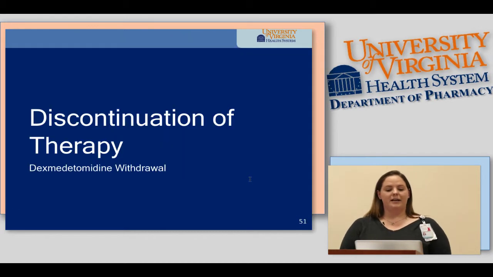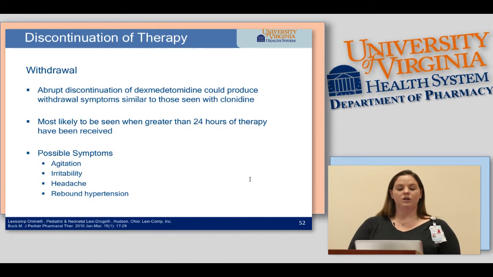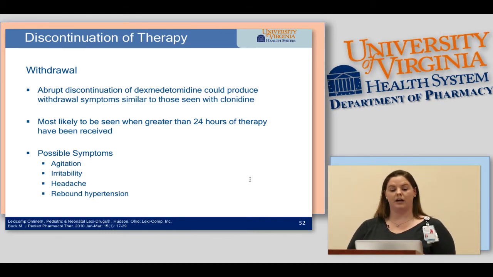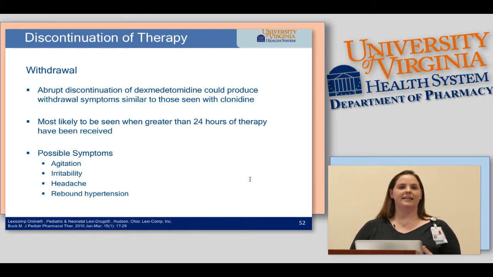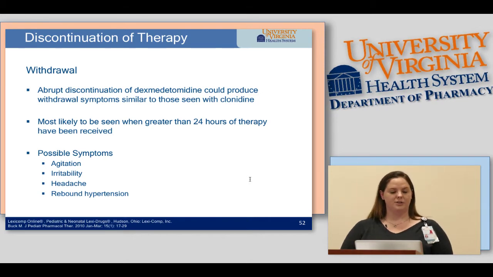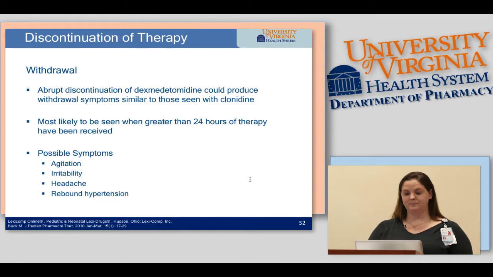So next, I'll be talking about discontinuation of therapy, so dexmedetomidine withdrawal. Abrupt discontinuation of dex could produce withdrawal symptoms similar to those seen with abrupt discontinuation of clonidine. It's most likely to be seen when greater than 24 hours of therapy have been received. However, I will point out this again is the manufacturer's recommendation. In literature, it's generally greater than 3 days of therapy when we can see the withdrawal symptoms occurring. Possible symptoms are agitation, irritability, headache, and rebound hypertension.